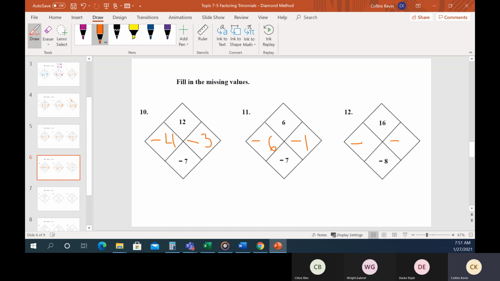Okay, how about the next one? So we need numbers that multiply together and give us 16 and add together and give us 8. So minus 4 times minus 4. Good. So negative 4 times negative 4 gives you positive 16. And then minus 4 and minus 4 more is minus 8. Beautiful. Let's try a couple more and we'll call it.